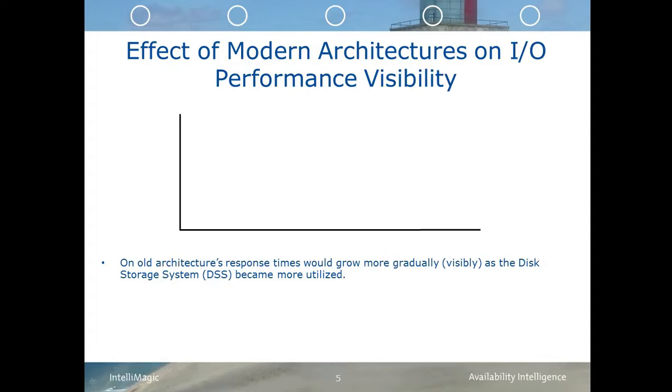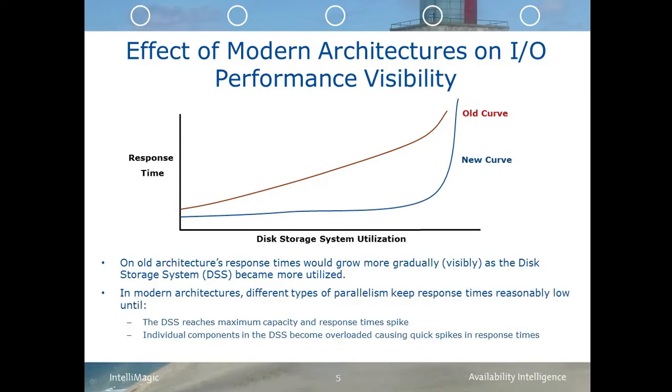If we go back to the disk storage architecture of the 1990s, we saw a great deal of serialization. This meant that as the storage became more utilized, we would see gradual response time growth, and that would help us to detect bottlenecks. With modern architectures, parallelism is everywhere. This keeps response times low until we reach a critical point when we will typically see a large spike. This makes high response times less useful as a proactive measure of storage health.